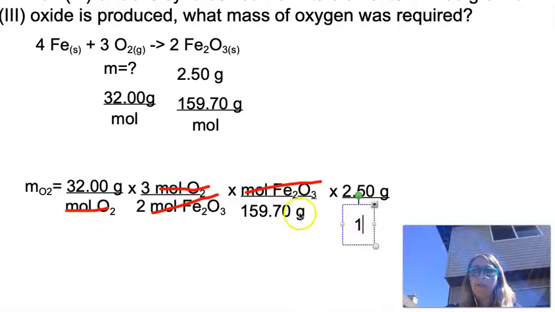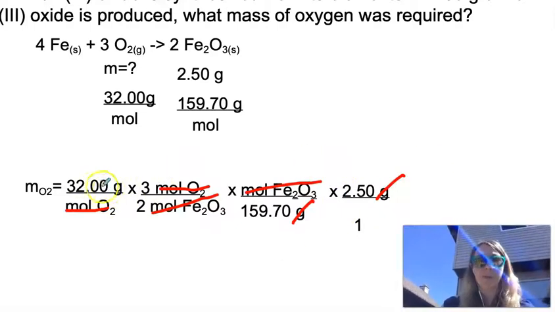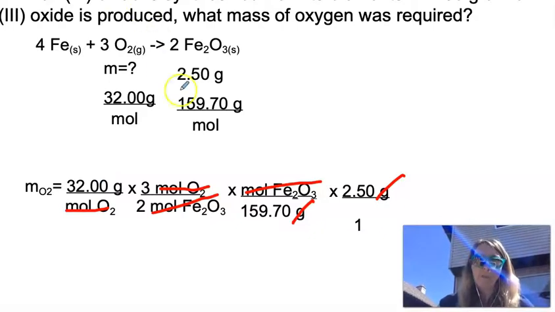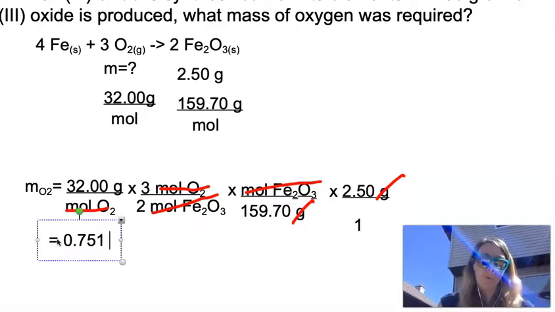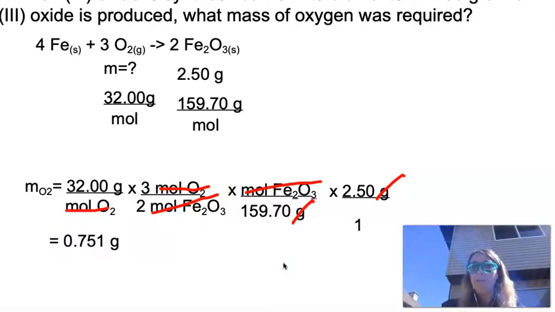Now when we look at our units, we should be able to cancel out those grams, right? So everything canceled. The only unit we're left with is the grams that was associated with the oxygen, which is what we were trying to find. So we're going to do 32 times 3 divided by 2 divided by that 159.7 times 2.5. So significant digits. We were only given this number as a given, the 2.50, so it had 3 sig digs, so it's going to equal 0.751 grams.